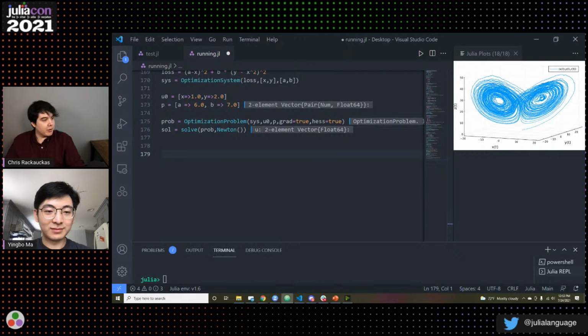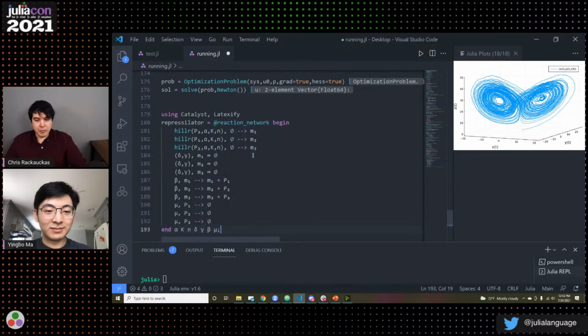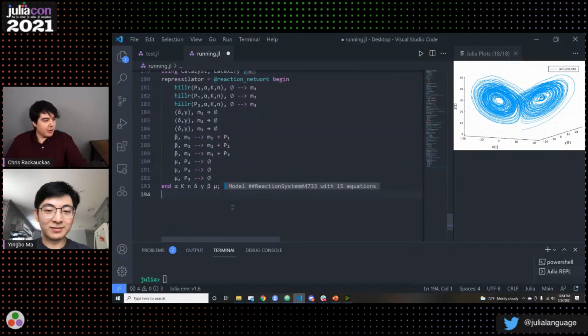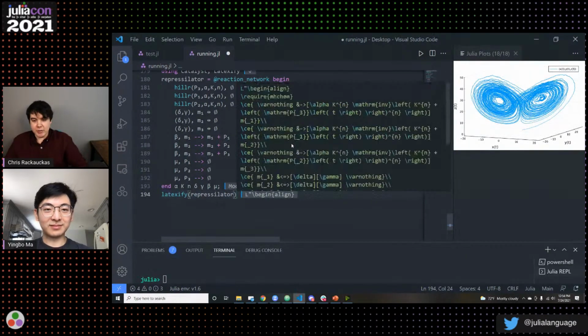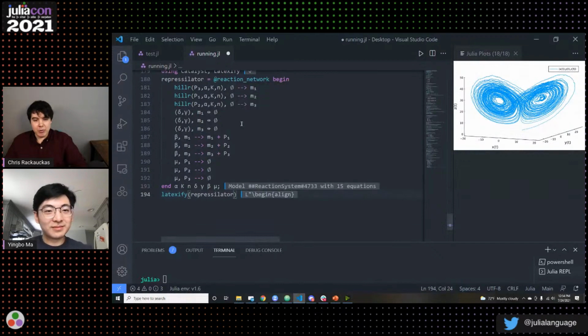Right, so I'm going to grab this from Catalyst. And I just want to also show that these all have LaTeXification on them. So if you do want to put this in a paper or something, you can ask it, what is the LaTeX for my current model? This is the chemical reaction model in LaTeX. You can do this for ODE systems and such as well.